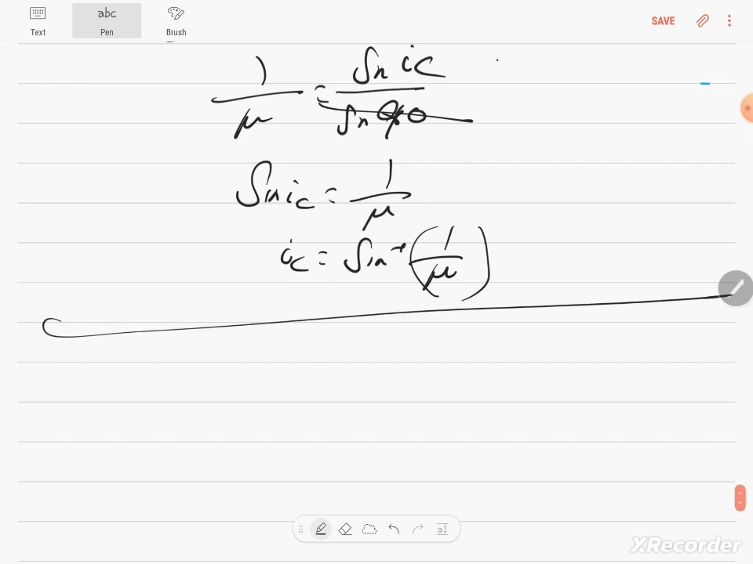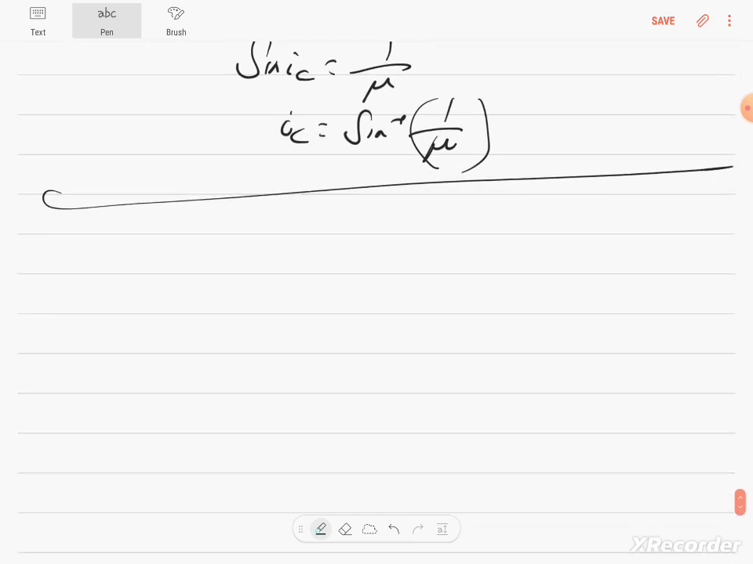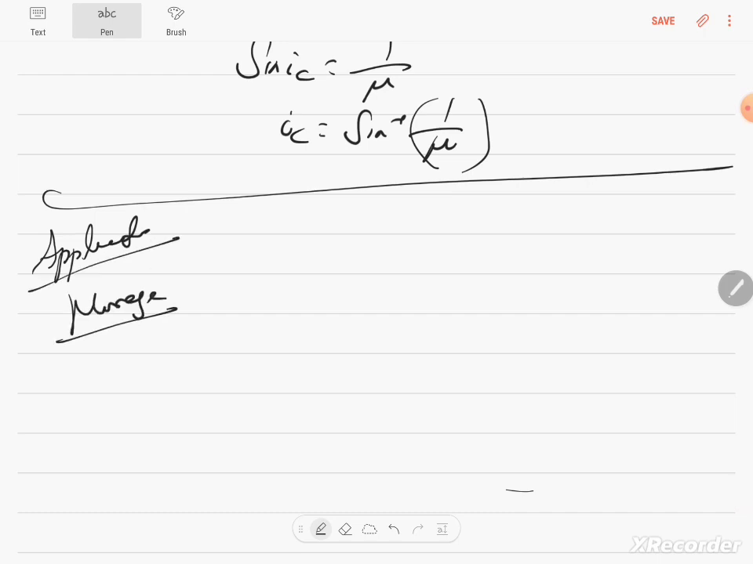I'm going to tell you, you have to know about mirage. The first application of total internal reflection is a mirage. Okay, there are many applications. I'll go one by one.